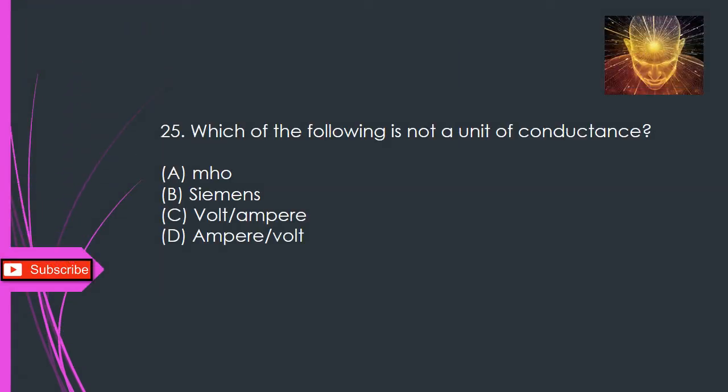Which of the following is not a unit of conductance? A. Mho. B. Siemens. C. Volt/ampere. D. Ampere/volt. Correct option is C. Volt/ampere is not a unit of conductance.